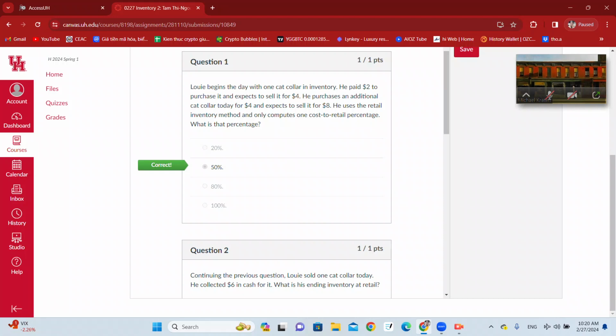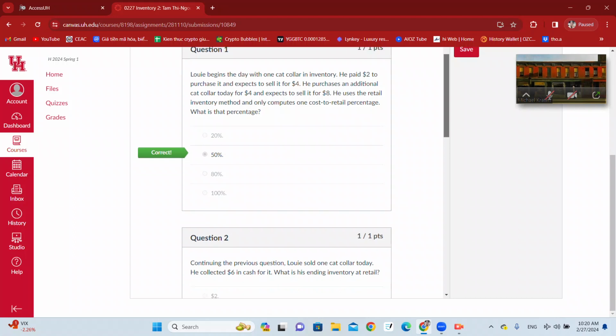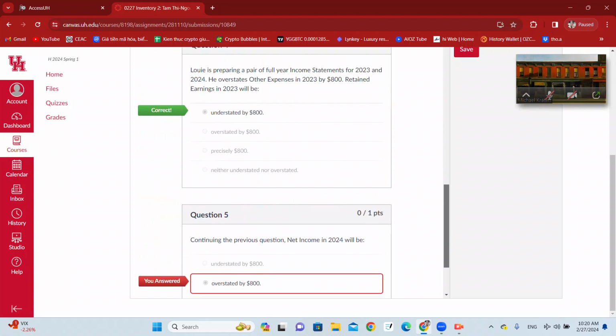Well, that means that when I look at the goods that are available for sale today, if the two of them cost me $6 to buy to begin with, that's cost of 6. But I expect to sell them at a combined value of 12. Then cost as a percent of retail, or cost divided by retail, is 50%.